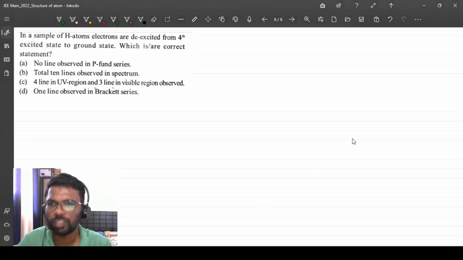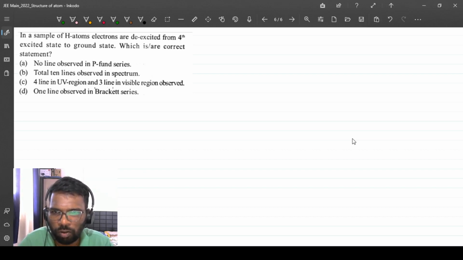So here is the question based on an atomic spectrum. The question is: in a sample of a hydrogen atom, electrons are de-excited from the fourth excited state to the ground state. Which of these is or are correct? See, students, I have taken a question in which more than one option is correct. But for the JEE Mains, there will always be one option which is correct.